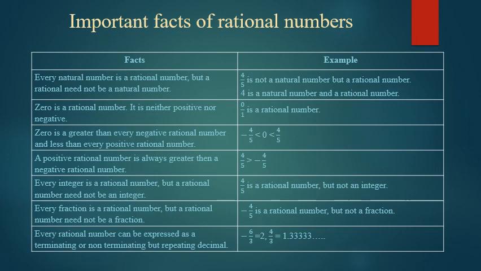Now the next point is, every fraction is a rational number, but a rational number need not be a fraction. So what is the difference between a fraction and a rational number? Rational numbers may be positive, may be negative, but fractions are always positive. So we can say that every rational number need not be a fraction, but every fraction is a rational number. Now the last point: every rational number can be expressed in the form of a terminating or non-terminating but repeating decimal. So every terminating decimal is said to be a rational number. Every non-terminating and repeating decimal is said to be a rational number.